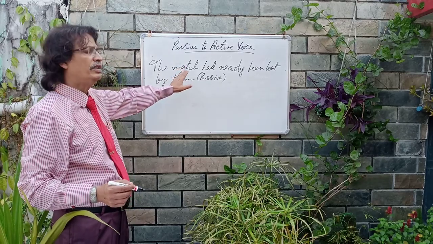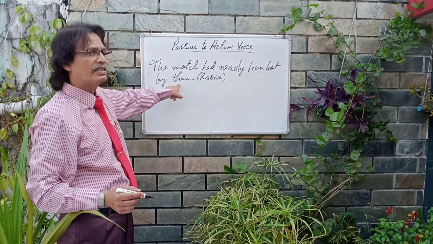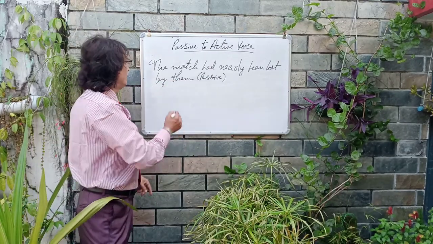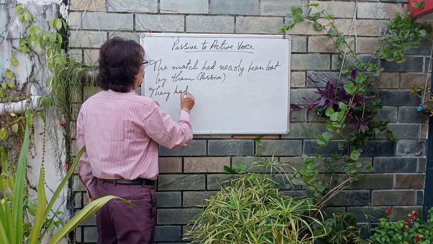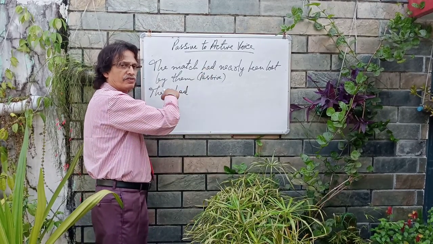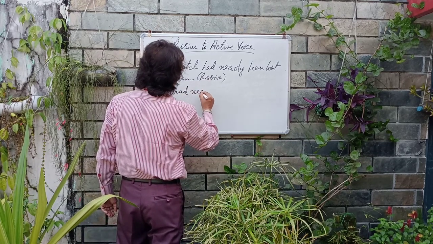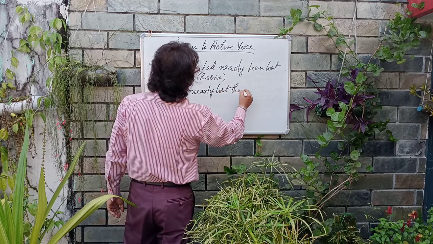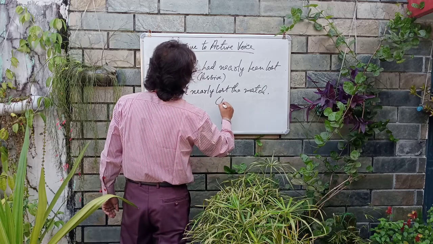Now it has to remain in the past perfect tense. And who are the agents? Them. It is in accusative case, so we have to change it into nominative case. Them will become they. They had. No need of being, because now we are straightway writing in active form. They had nearly lost the match is active.